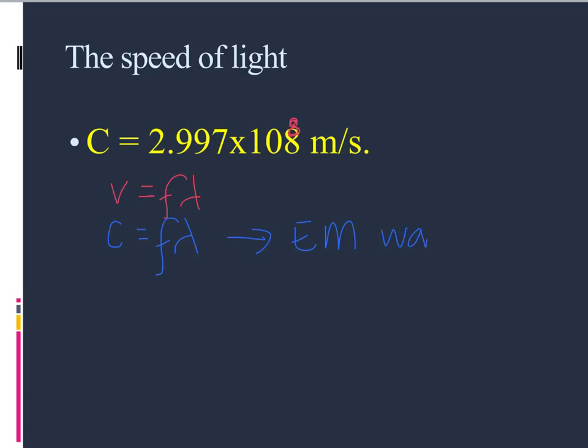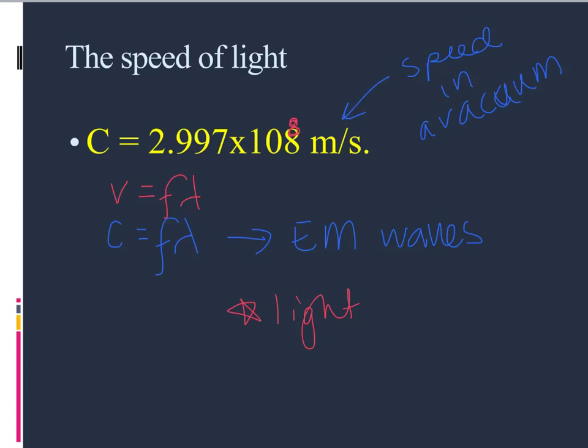But I do want to point out that this is the speed in a vacuum, or in space. It is the fastest light can go, but light can go slower. Okay, so that's important to know. Light can go slower.